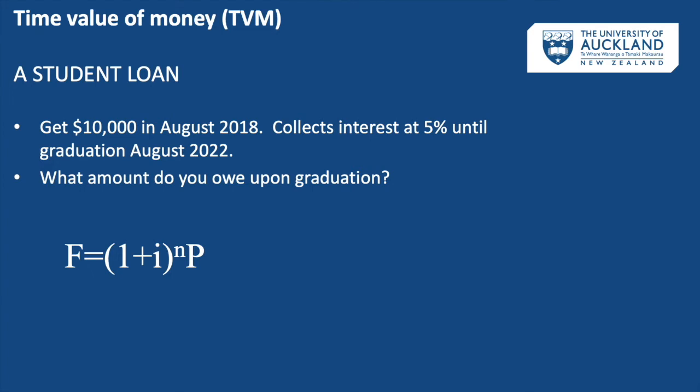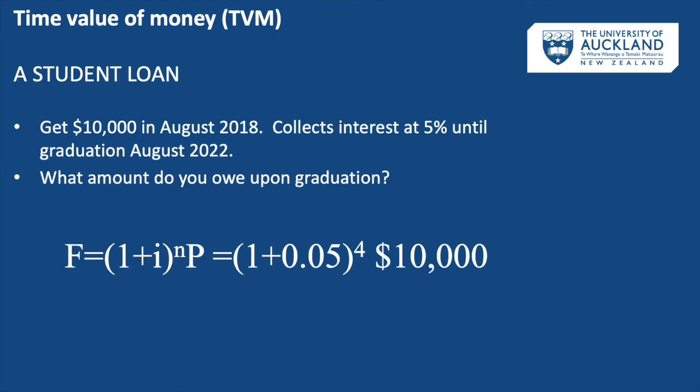So let's bring that forward a little bit, and that future value is 1 plus that 5% interest, so 0.05. We're paying this once a year for 4 years, so that's 4 as the exponent outside the parentheses, and then we multiply that by the $10,000 we borrowed.